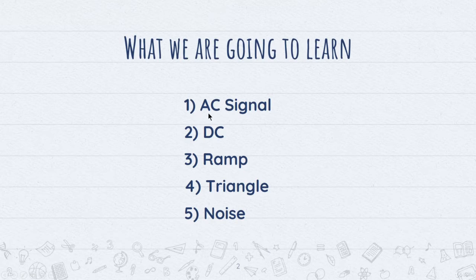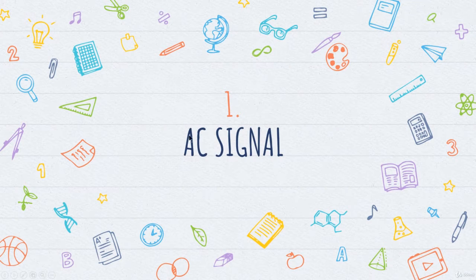So, as I said, we will begin with AC signals. AC comes from alternating current while DC comes from direct current. Even though AC comes from alternating current, in the world of electrical engineering, when we say AC, we are more inclined to refer to the voltage of the signal rather than the current.